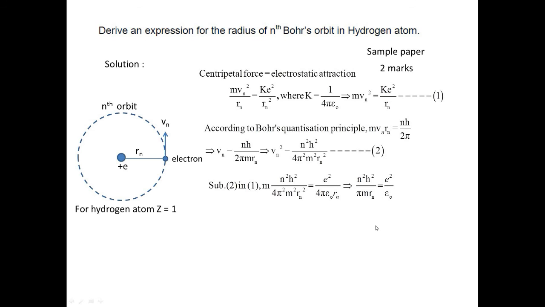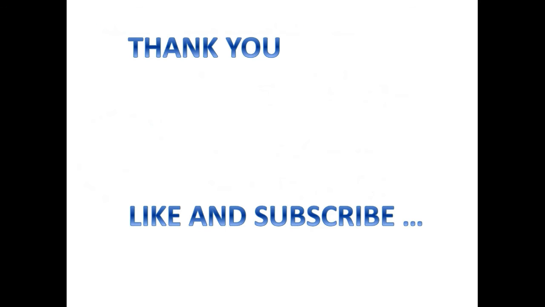Our aim is to find r_n. Therefore r_n is epsilon naught times n squared h squared by pi m e squared. This is the radius of the nth Bohr's orbit in hydrogen atom.